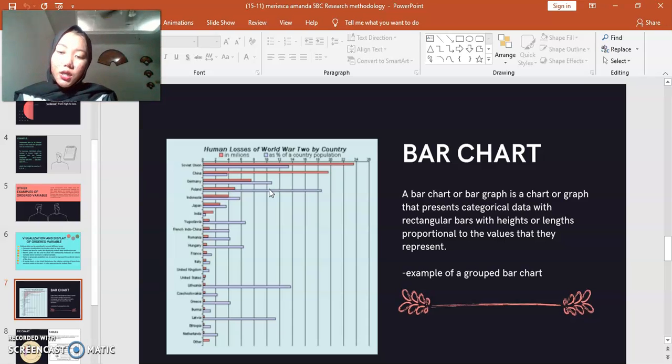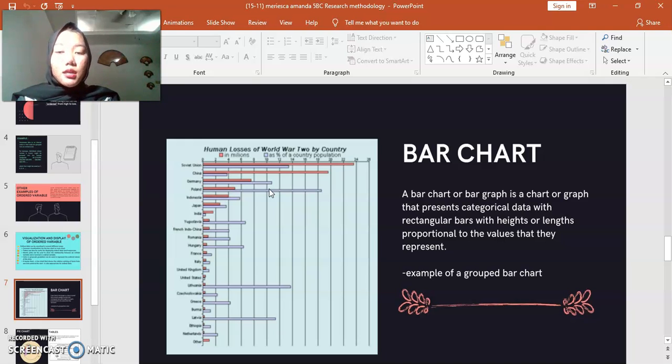A bar chart is a graph that presents categorical data with rectangular bars with heights or lengths proportional to the values that they represent. This bar chart is an example of a grouped bar chart. A bar chart actually provides a visual presentation of categorical data.